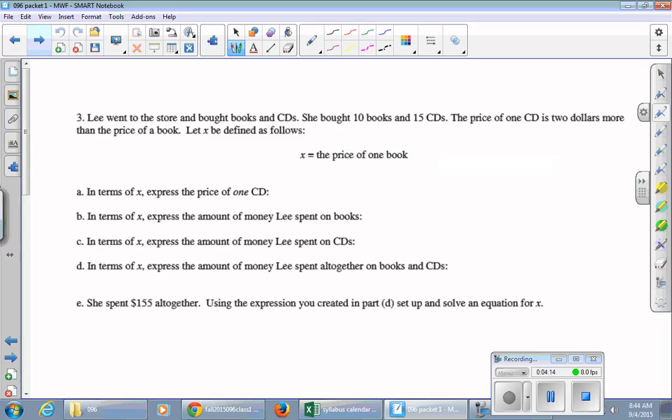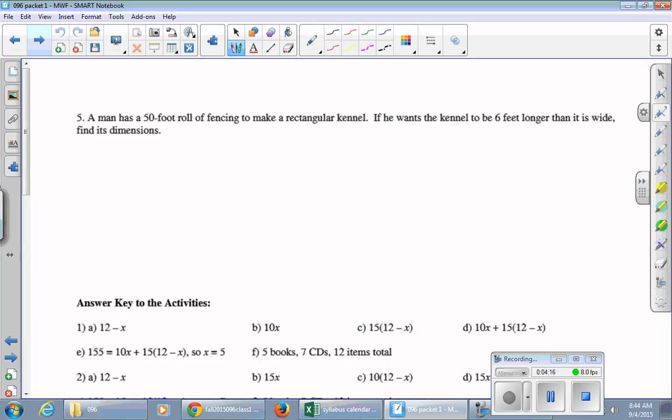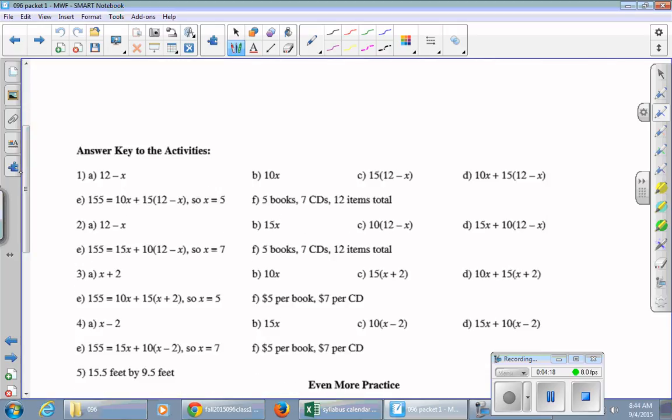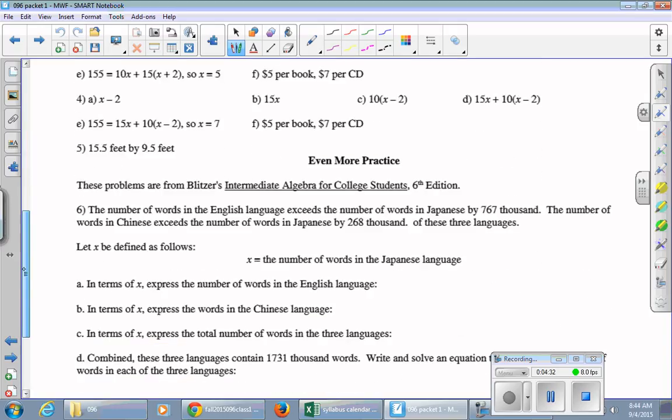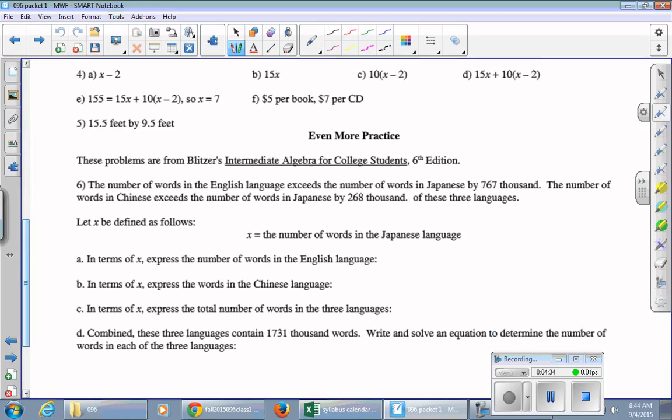As Abby just read, the expectation is that you will complete all of the activities. You'll know when you're done because you'll get to this thing that says answer key to the activities. And for some of you, that will happen during class. But if it doesn't happen during class, I'm expecting that you will spend the time outside of class to, at minimum, finish the activities. For those people who want more practice besides the activities, and for those people who finish the activities in class, there's even more practice.